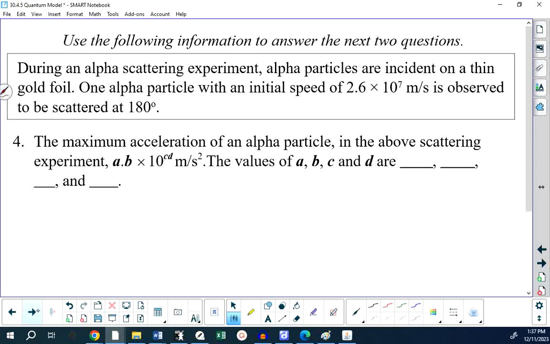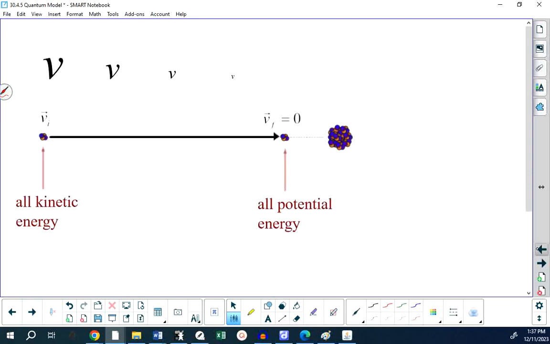Well, acceleration is F net equals ma. That's not what acceleration is, but you get my drift. We're going to have to use that formula. So where in this diagram will the acceleration be the greatest? That's a tricky question. Where will the instantaneous acceleration of the alpha particle be the greatest possible value? Exactly right. Closest to the nucleus, where the electric force is the biggest.